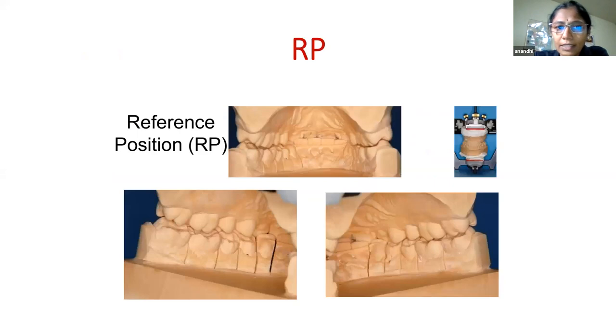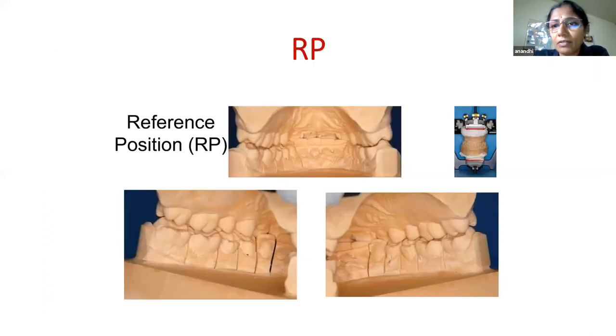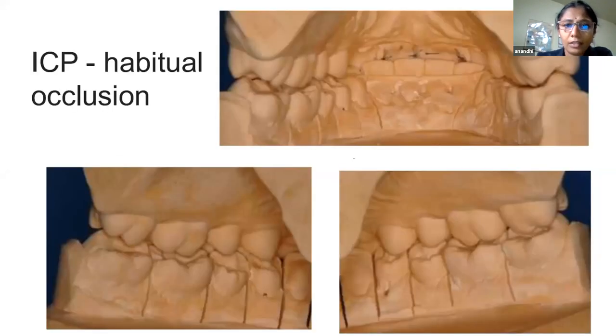You can see on the inside, there's no posterior support. Only the buccal lower teeth are touching the upper teeth. There is no posterior support at the back of the teeth on the inside. So this is in ICP. ICP is intercuspal position. And RP in our language, with prosthetics, every country, every area has their own linguistics. RP means reference position. Reference position is the same as CR, centric relation. So this is in centric relation, and this one is in ICP position. Even in ICP position, you can see there is no posterior support, right?